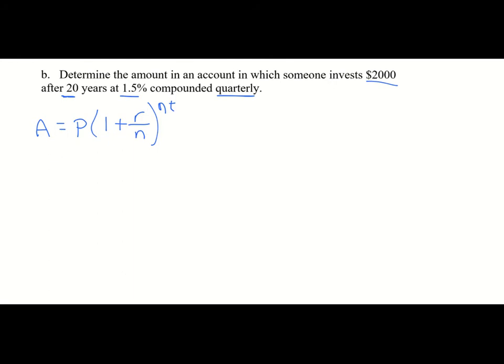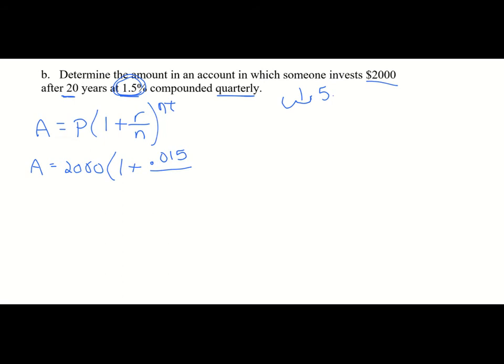So I am investing $2,000. That's my P. My rate is 1.5%, but remember, if you move that decimal point over 2 places, it is going to be 0.015. And always remember, to turn percents into decimals, you move it 2 places to the left. Think 100% is the highest percentage that you should have, and that has 2 zeros in it.